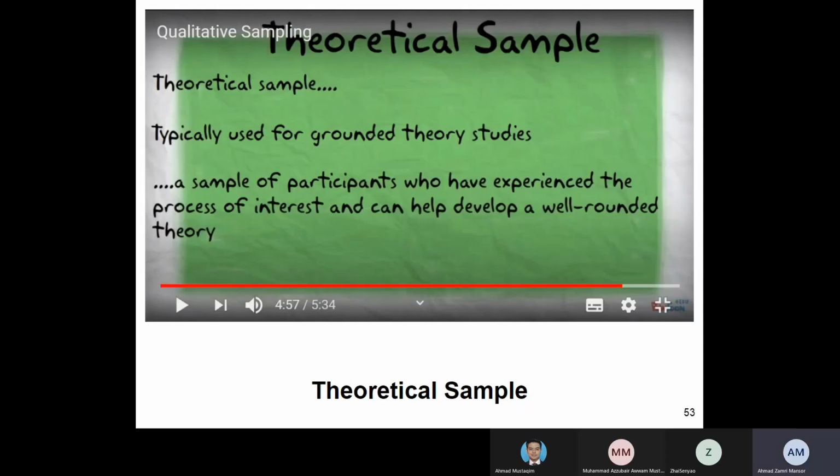Okay, and apart from that, you also have theoretical sample, and this is normally used for grounded theory studies. So there is a type of method called grounded theory. This research is just to conceptualize and try to explain things through a grounded theory. It is a sample of participants who have experienced the process of interest and can help develop a well-rounded theory. So you see the phenomenon, and you try to explain that using a theory. You have to interview, and after you interview, you get rich information that can inform the theory. So based on their answers, you can generate a special theory for that one.